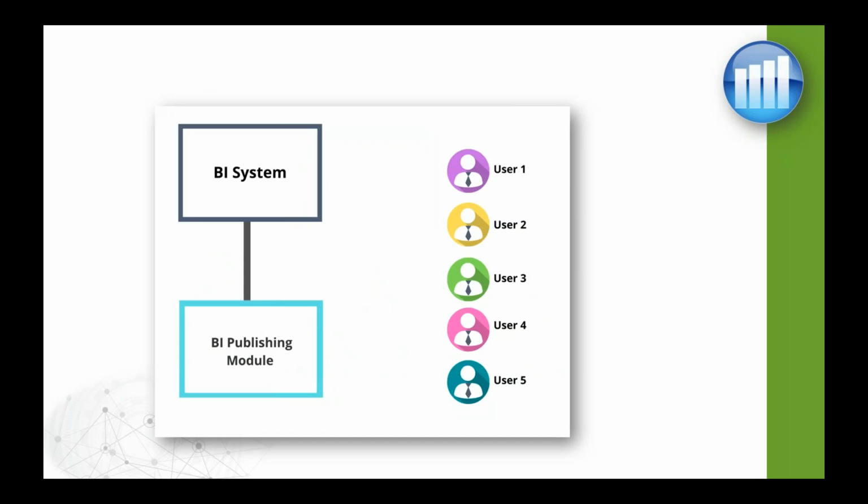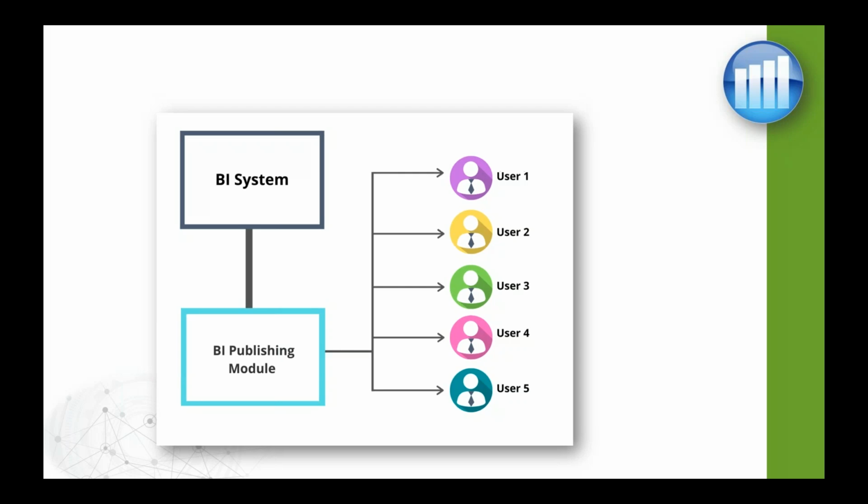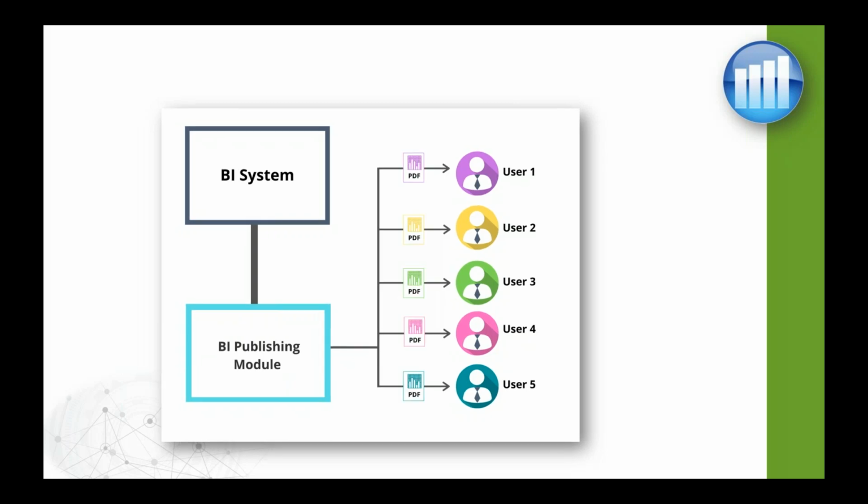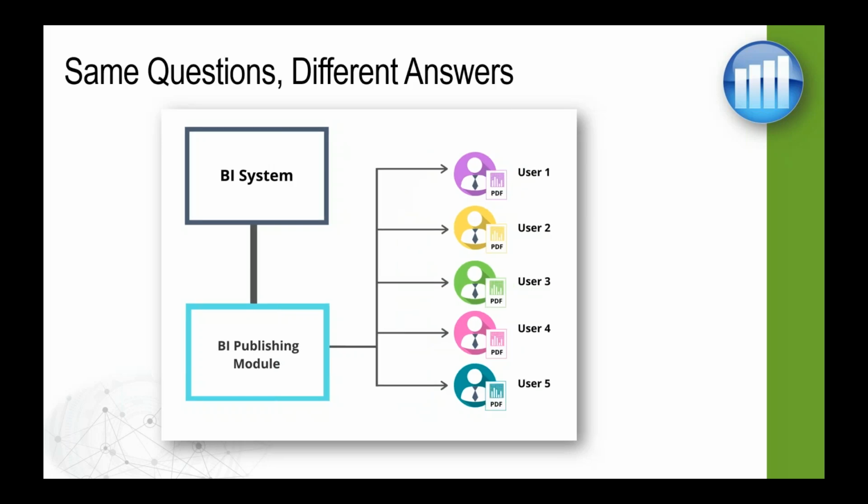It's very common that within the BI system, there will either be a publishing module or an accompanying publishing module that will take care of these kinds of requirements. So that publishing module has a very structured approach that gets content or communication out to the end user, and it's generating very tailored content for them, and it's overseeing the distribution of that content out to those end users so that they're getting the specific content that they need. Again, same questions, but different answers.